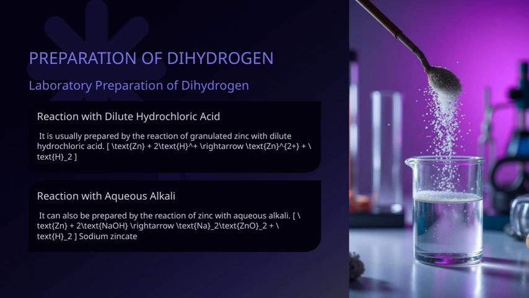Next, we see the more common laboratory method for preparing dihydrogen, which involves reacting granulated zinc with dilute hydrochloric acid. In this case, zinc reacts with hydrogen ions from the acid, producing zinc ions and releasing hydrogen gas. This process is fundamental in the lab because it's a straightforward way to generate dihydrogen gas safely for various experiments. Overall, these reactions highlight the versatility of zinc when it reacts with different substances, alkali or acid, and how we can harness these reactions to produce useful compounds like sodium zincate or dihydrogen gas.